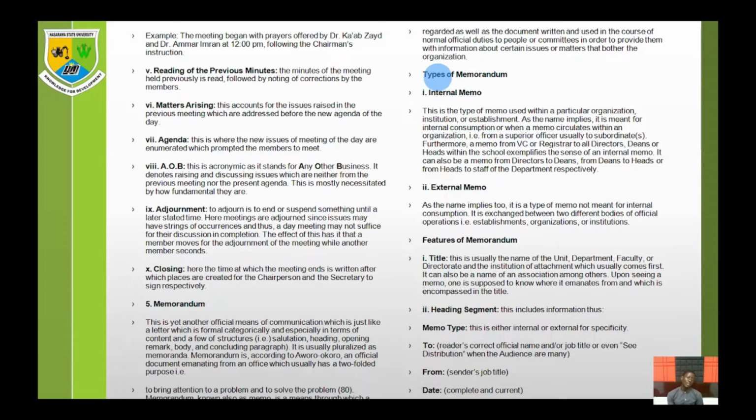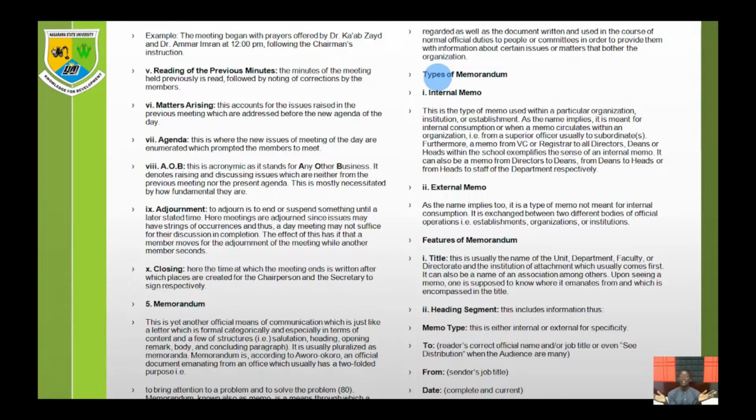Okay, the next one being the external memo. This is usually a type of memo that is not meant for internal consumption. It is exchanged between two different bodies or official operations, maybe from one establishment to another, from one organization to another, or from one institution to another. For instance, a memo from the VC of Nasarawa State University to the VC of Federal University of Lafia. Okay, this memo is not internal, it is external because it emanates from this institution to another institution.